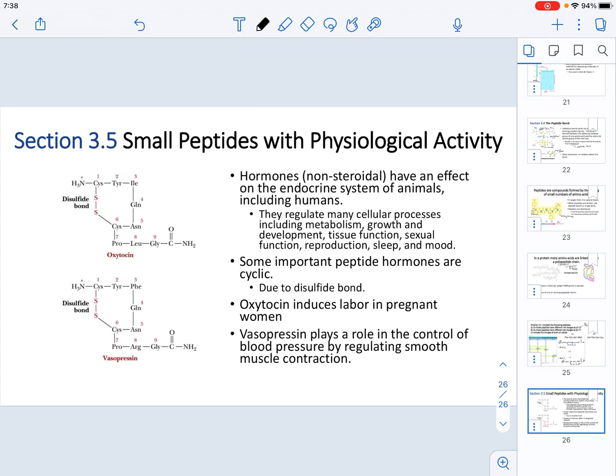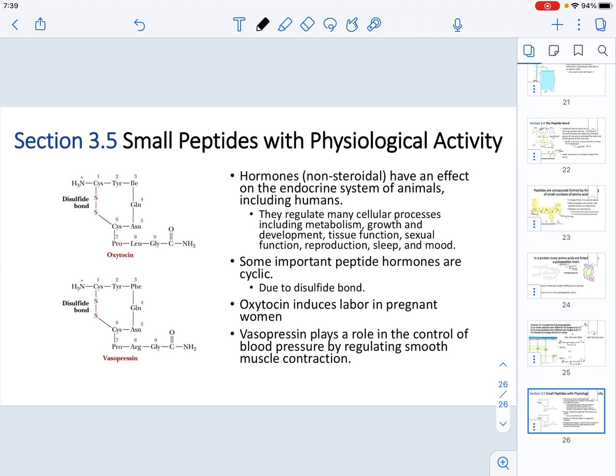So understand that these peptides, even though sometimes we consider them just to be small, and in terms of size you would be like, okay, what is their actual function? They are going to be, as you can see outlined in the first bullet point, very important. Now, understand that some of these important peptide hormones are cyclic, and they are cyclic due to the disulfide bonds that are going to happen between the cysteine molecules.